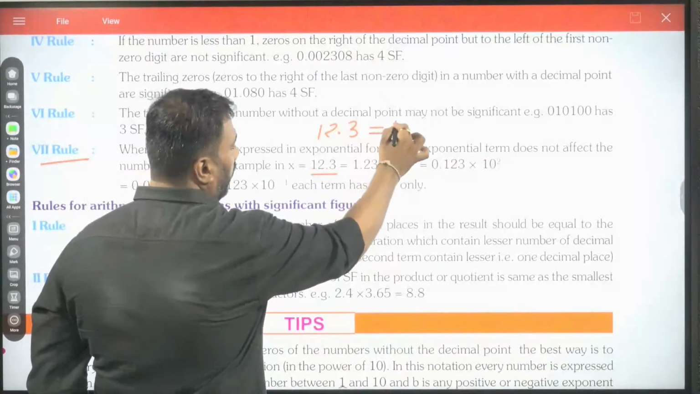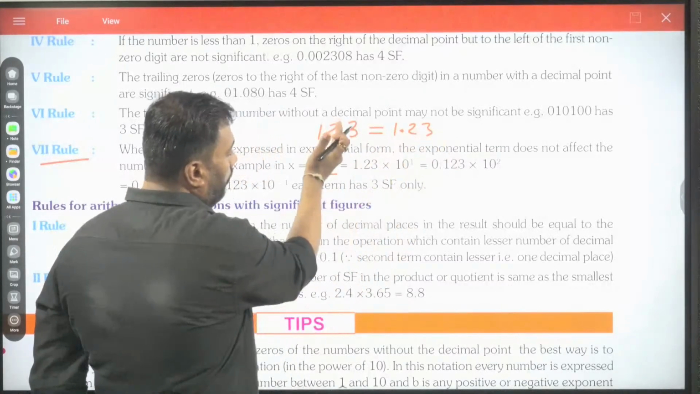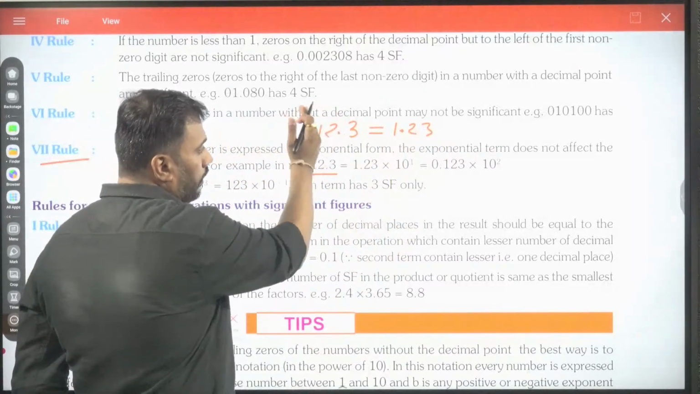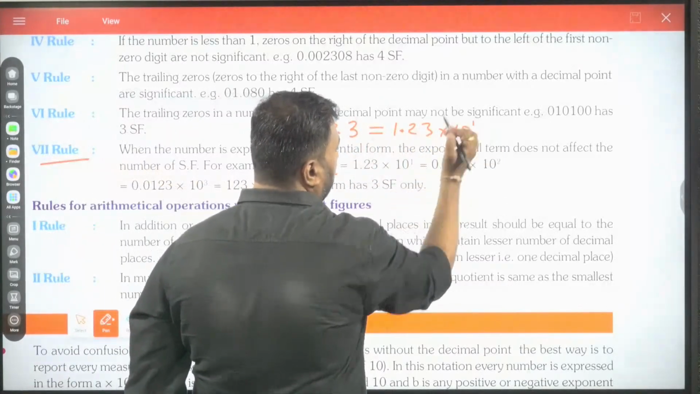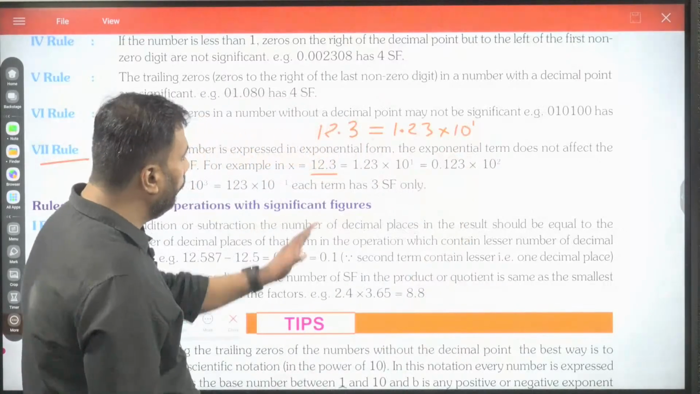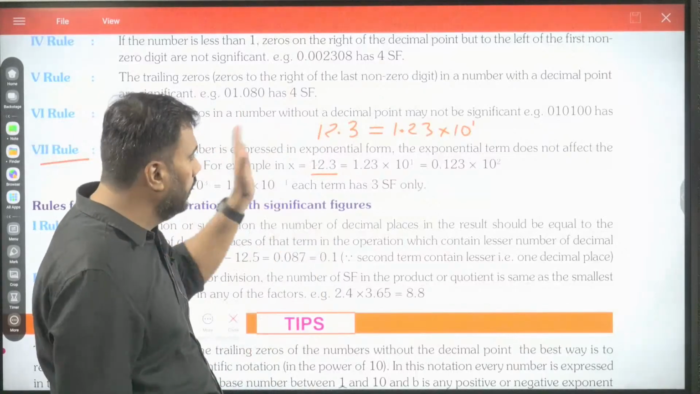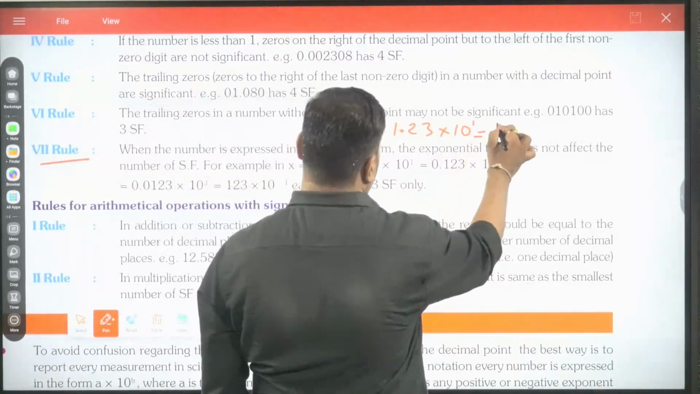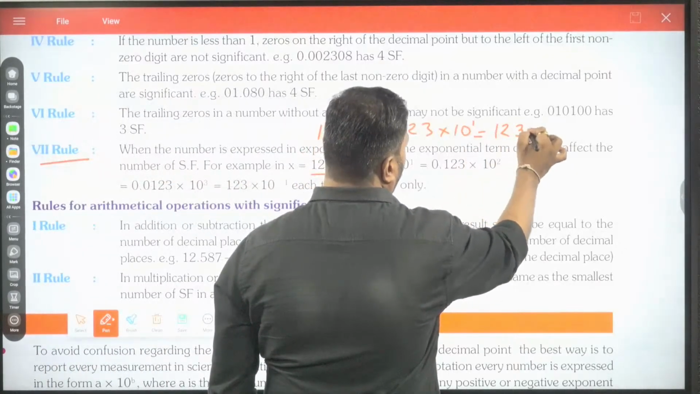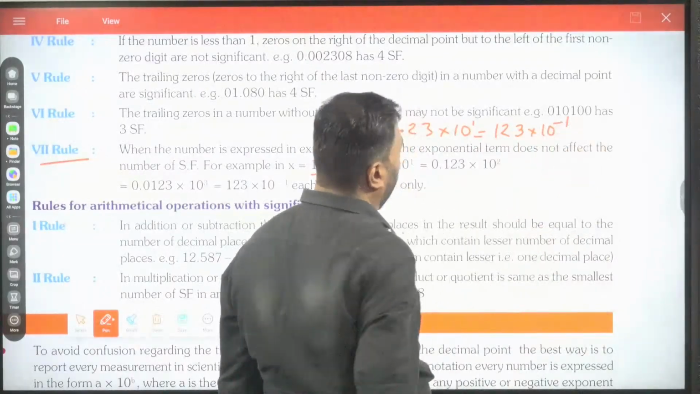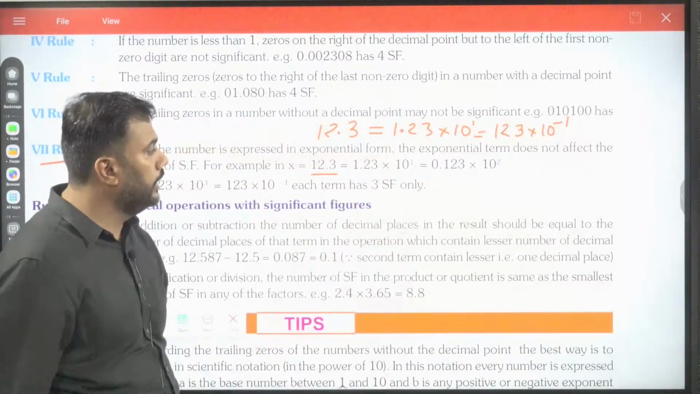12.3 can also be written as 1.23 times power of 10. I'm making the point go forward, so the power of 10 should be increased. Whenever you jump a point forward, the power of 10 should increase. If you take this point backward, 123, then the power of 10 should be decreased.